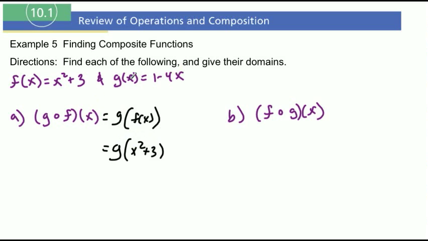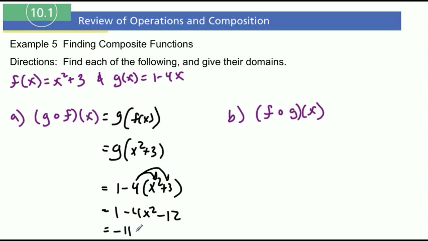That means we replace this x with x squared plus 3. So g of x squared plus 3 is 1 minus 4 times (x squared plus 3). Now let's simplify this: 1 minus 4x squared minus 12. I just multiply negative 4 times x squared, and negative 4 times 3. Now we can combine that and get negative 11 minus 4x squared. So that's the first part.